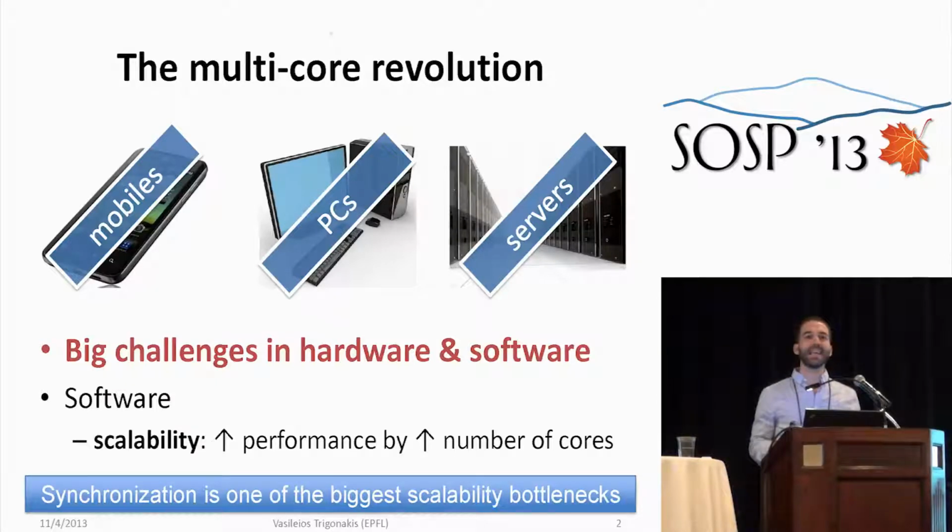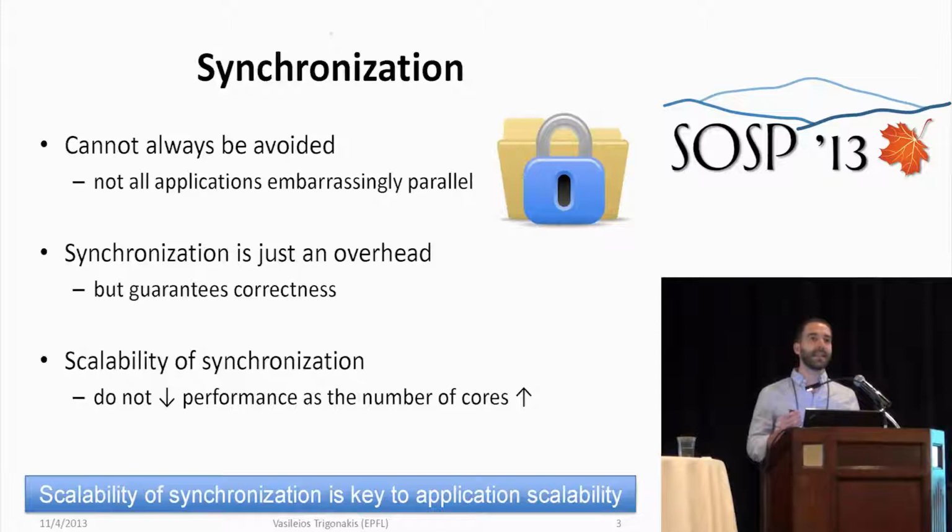In other words, we want applications that can increase their performance as we increase the number of cores that they execute on. As you also know, one of the biggest bottlenecks in scalability is synchronization. Synchronization is the coordination of accesses to some shared data or some shared resources in general. Unfortunately, it cannot always be avoided because not all applications are embarrassingly parallel. So synchronization is just an overhead in our application. It doesn't really add to the real computation of the application, but it is there just for correctness.